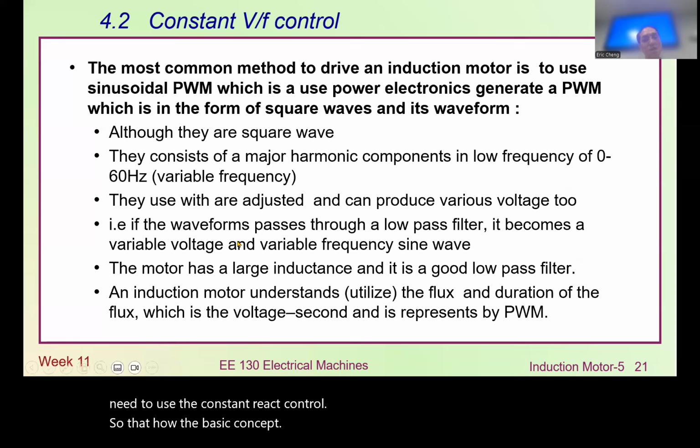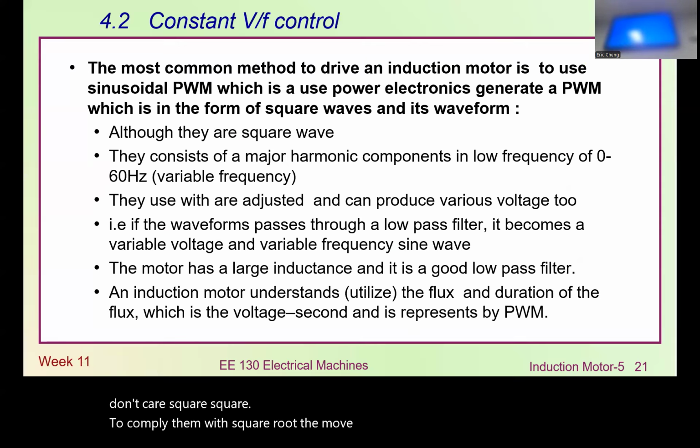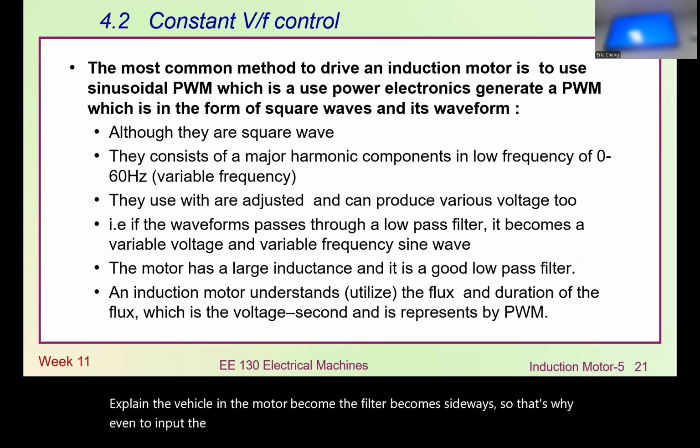And you see, the voltage we're still using looks more like a square wave, but we don't care about the square wave because the motor itself has a large inductance. Even though we apply it with a square wave, the motor itself is a very good filter. The square wave, when it goes into the motor, becomes a sine wave. So even though the input voltage is more like a square wave, the current for the motor is still quite a sine wave because the motor itself is a good filter.